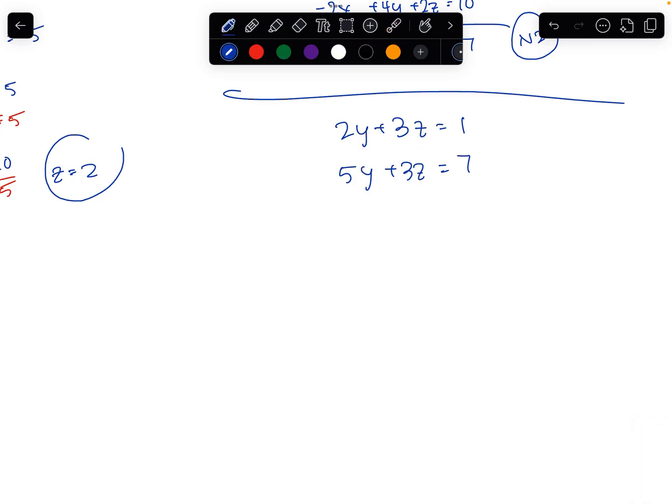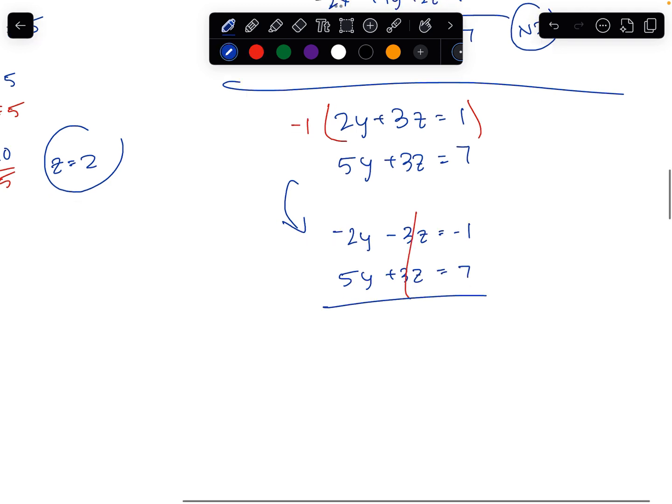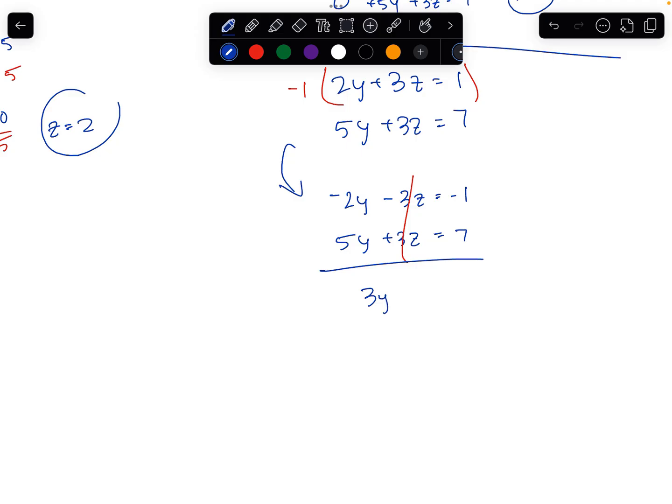So this won't be too hard. In order to get rid of the z's, all I have to do is multiply one of them by negative 1. So that's going to be negative 2y minus 3z equal to negative 1. And then I have the 5y plus 3z equal to 7. So those are going to combine. That's going to give me 0. That's going to give me 3y is equal to 6. Now I can divide by 3 since y is by itself, and I'll get that y is equal to 2.